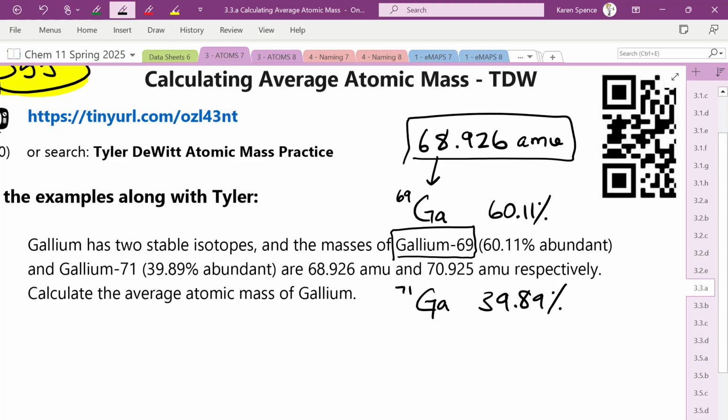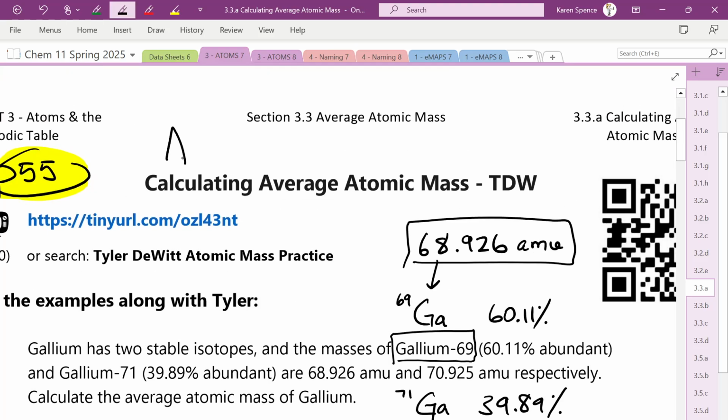Abundance means how much there is. How abundant is it? If it is very abundant, that means there's lots of it. If it's not very abundant, there's not very much. What is its percent abundance? It is 80% abundant. We have that much of it. So abundance means how much we have. Percent abundance is what percent is this one, what percent is that isotope. Okay?